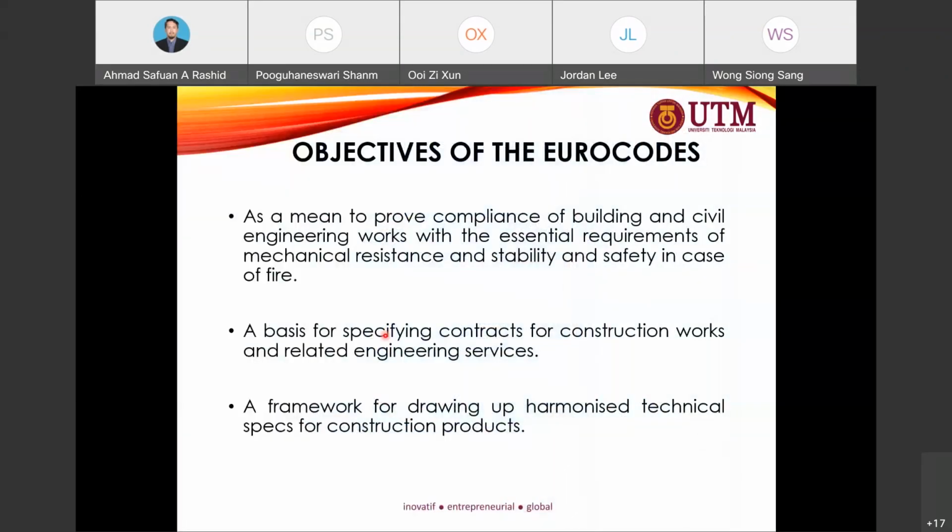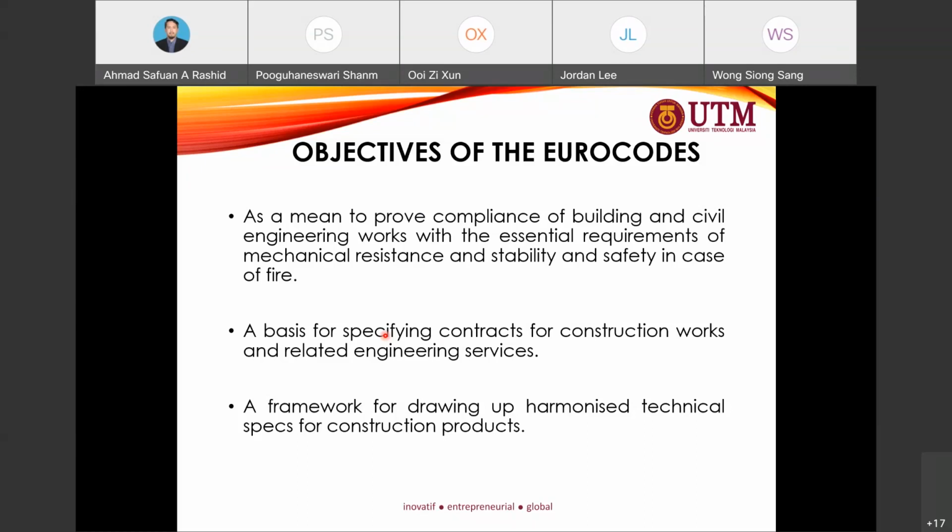The objectives of the Eurocodes are, first, as a means to prove compliance of building and civil engineering works with the essential requirements of mechanical resistance, stability and safety in case of fire. Second, a basis for specifying contracts for construction works and related engineering services. Third, a framework for drawing up harmonized technical specifications for construction products.